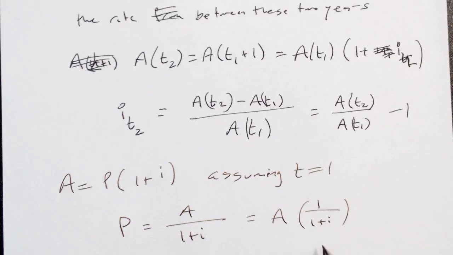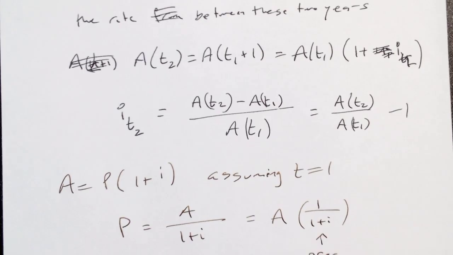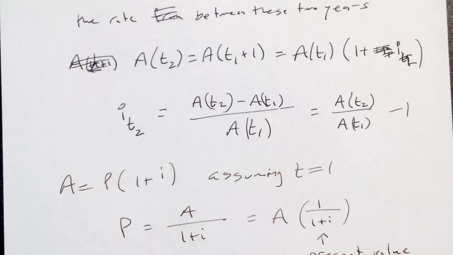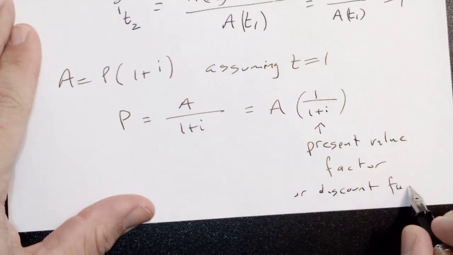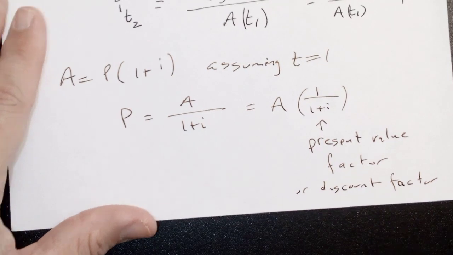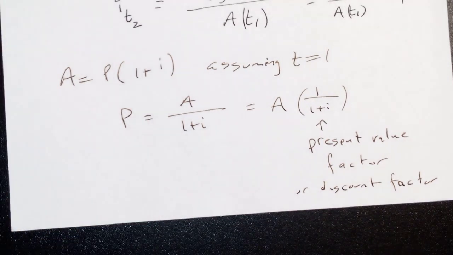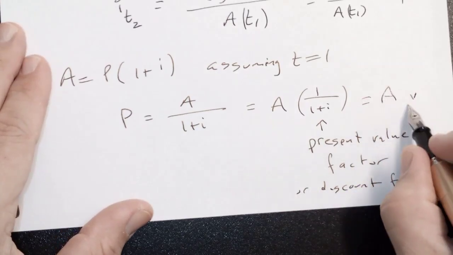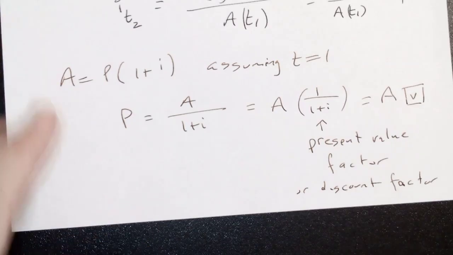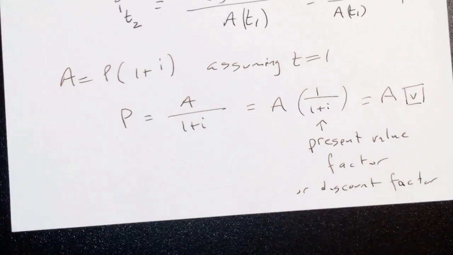This is my present value factor. Sometimes it's called a discount factor. We're going to also define this by the letter v. So you're going to see the symbol v a lot. v is just 1 over 1 plus i.